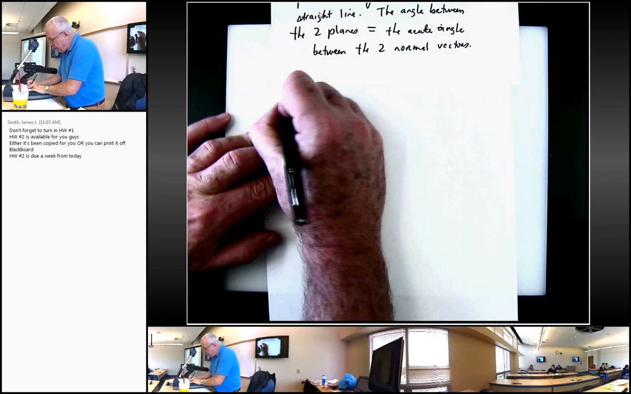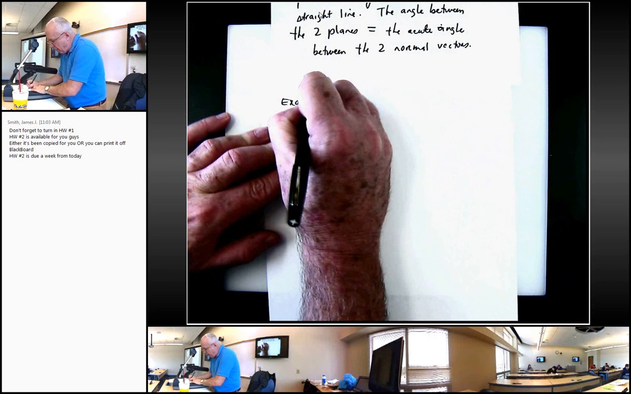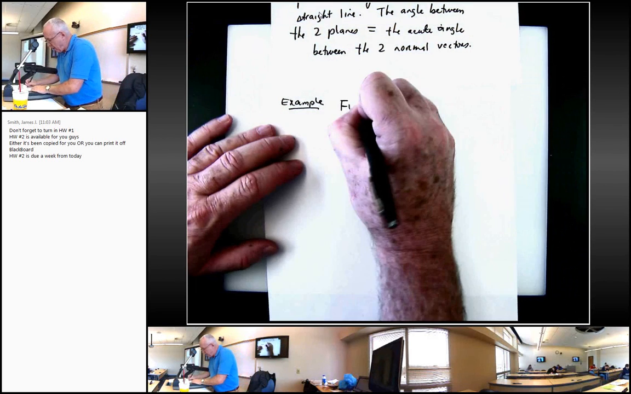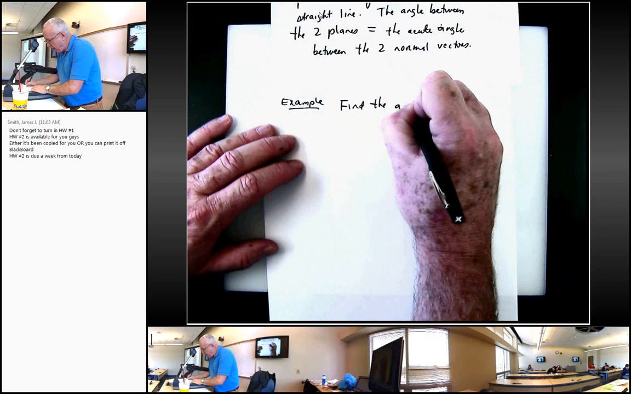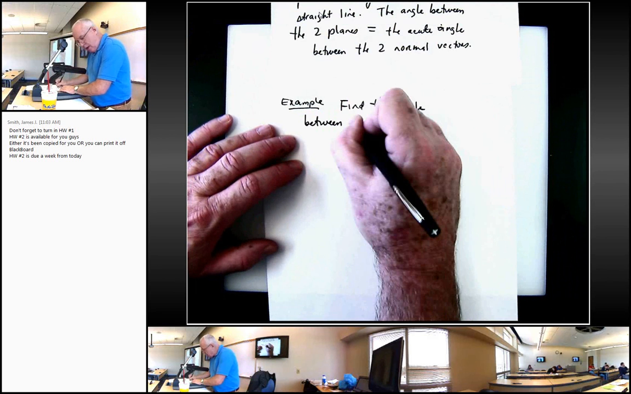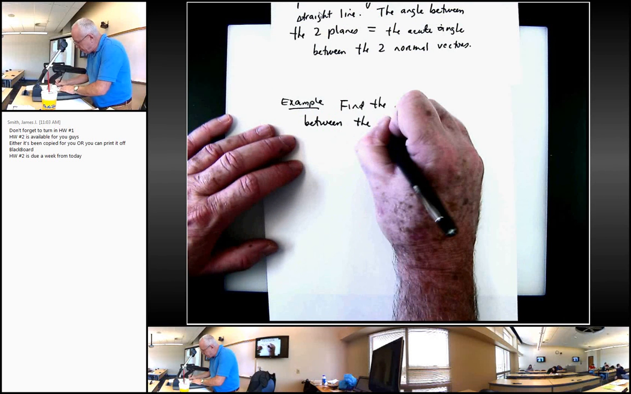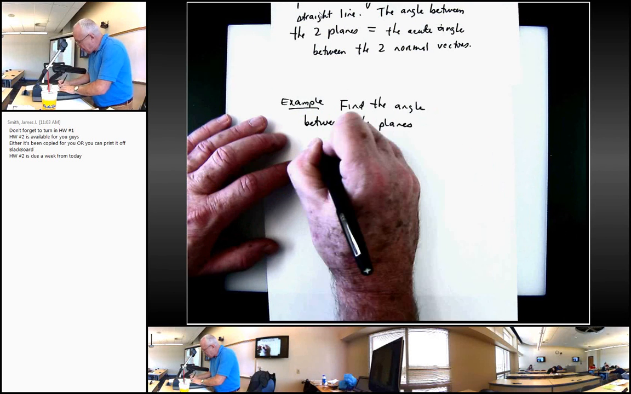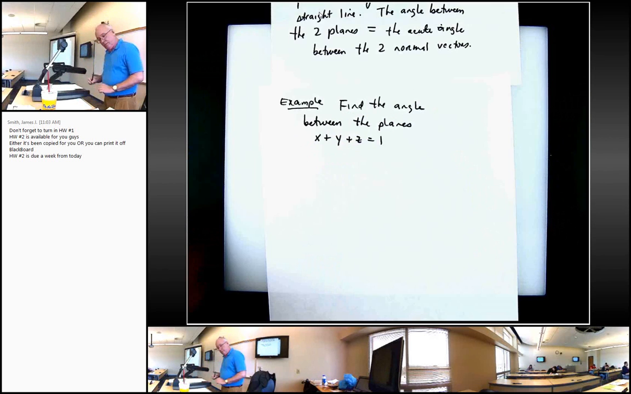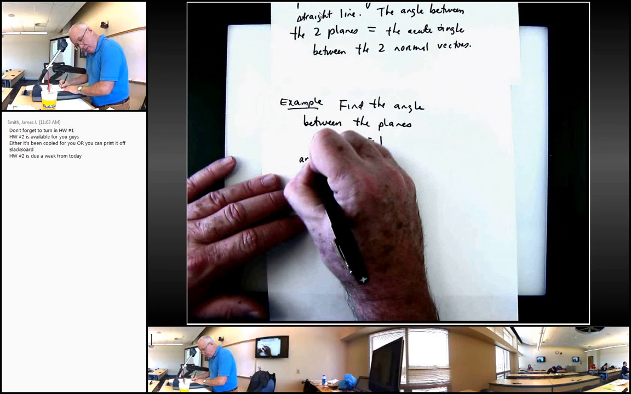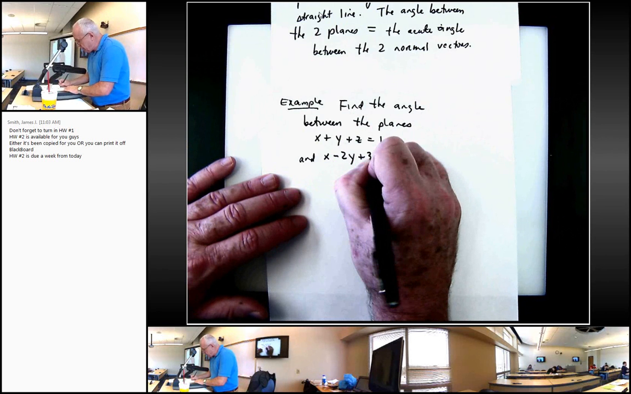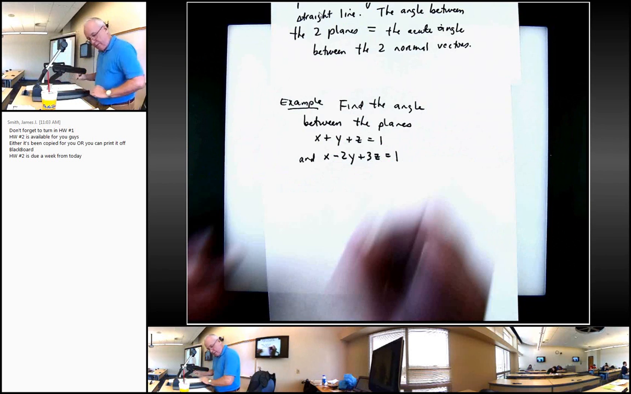Example. Find the angle between the planes x + y + z = 1 and x - 2y + 3z = 1.